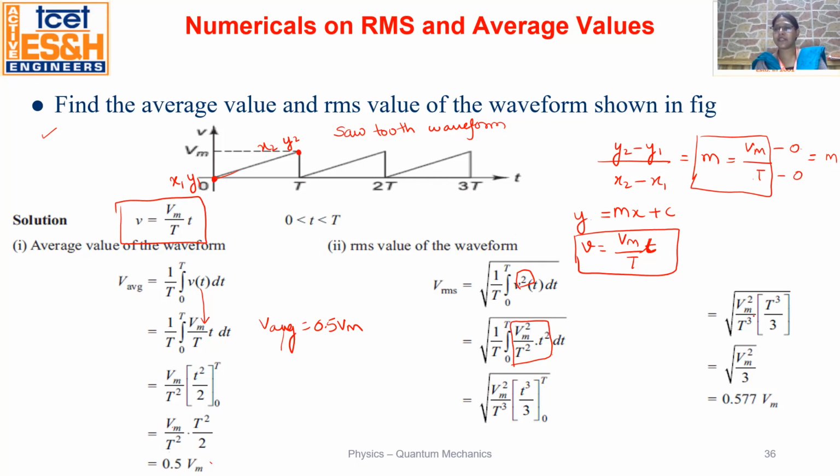Now after putting the limit, T cubed in the numerator and T cubed in the denominator cancel each other. So only Vm square by 3 is remaining. So this is the RMS value for the waveform, the square root of Vm square by 3.